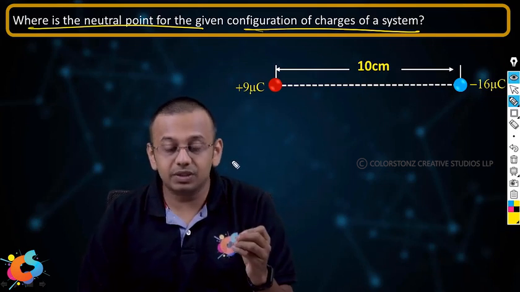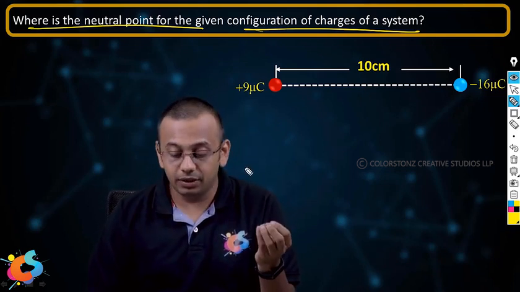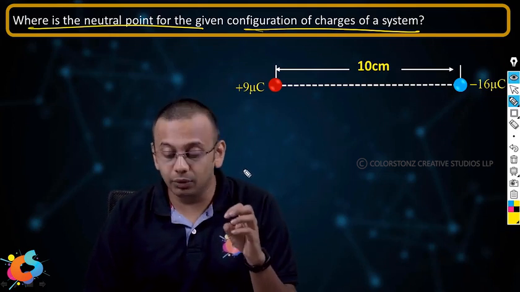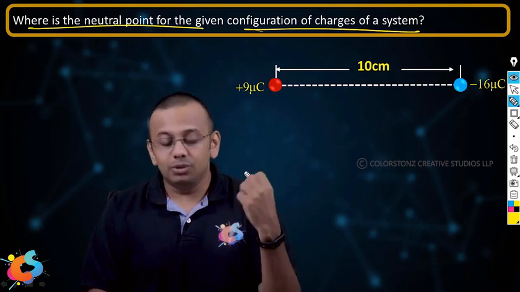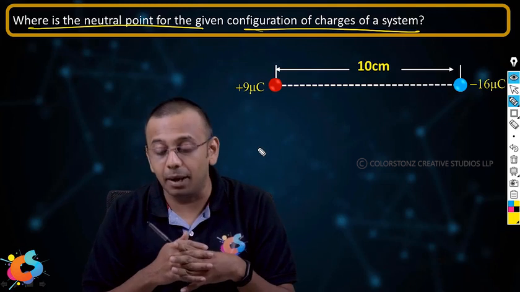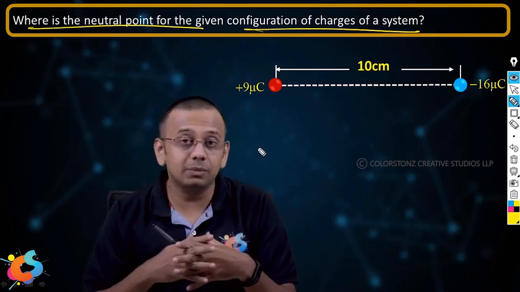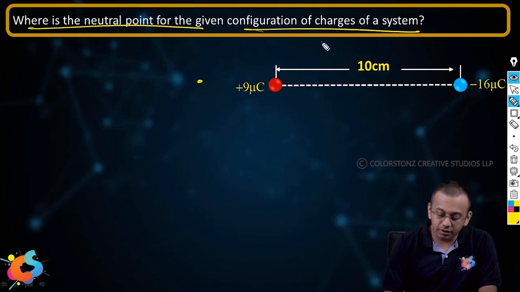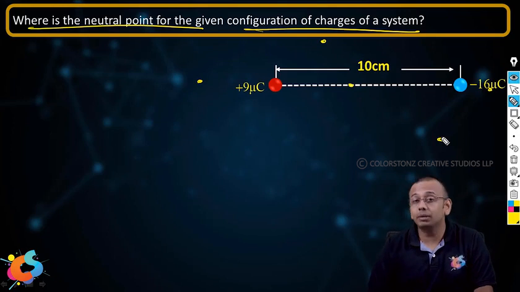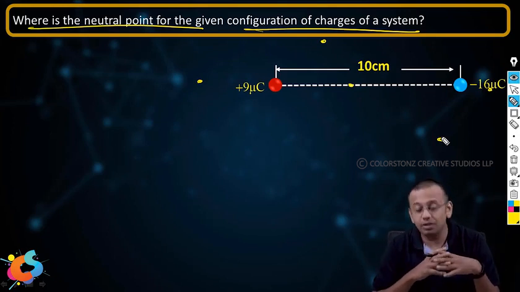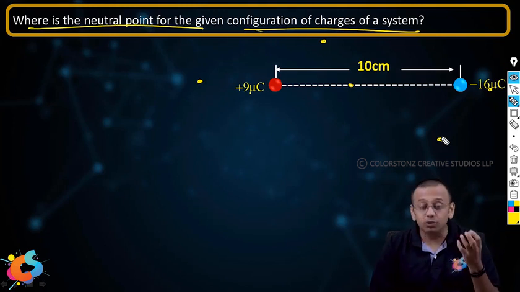Okay, that means there is a point where if I keep a charge, then it will remain at equilibrium. So first of all, where should this charge be kept? What are the possibilities? We can keep the charge anywhere. I can keep the charge here, here, here, here. There are so many possibilities. How do we narrow down that position of charge to find this neutral point?